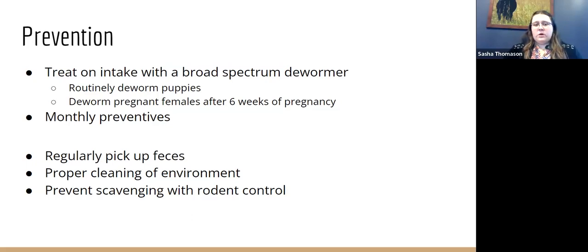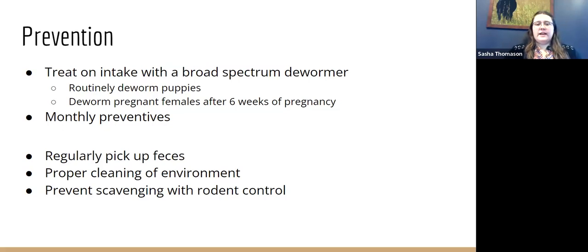Besides the broad spectrum dewormers, you also have monthly preventatives like HeartGuard Plus, Interceptor Plus, things like that, that will act as a pulse dewormer. So they don't continually deworm throughout the entire month, but at the start when you give it, it acts as a pulse and it gets all the ones that are in the animal currently. That's why it's important to give them monthly, to keep up on that deworming.